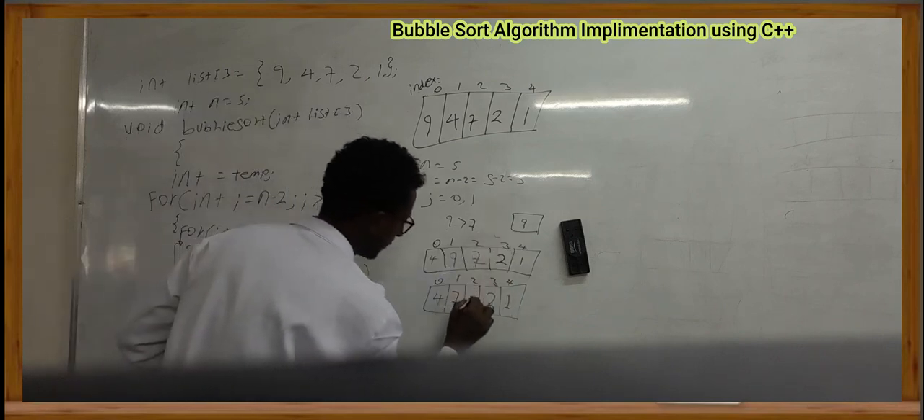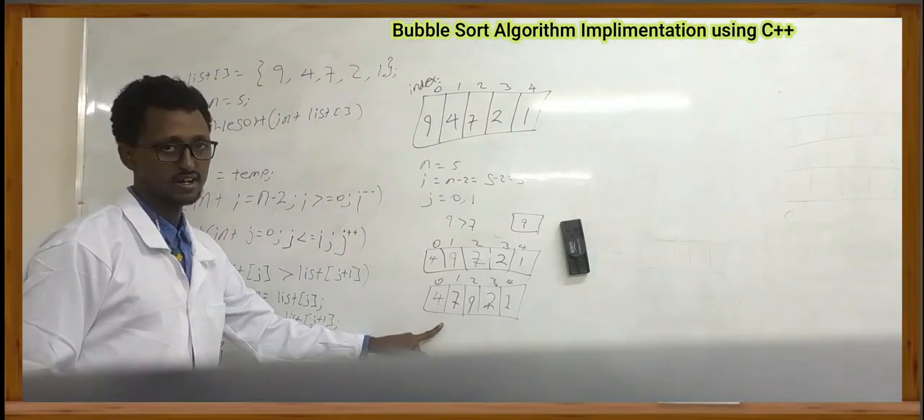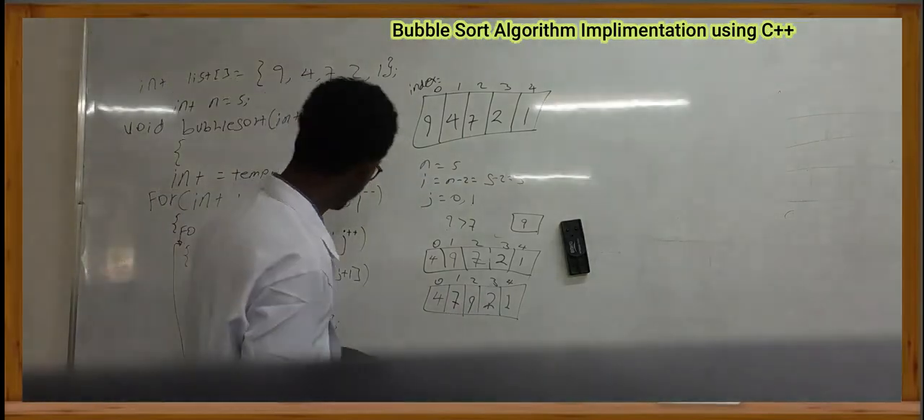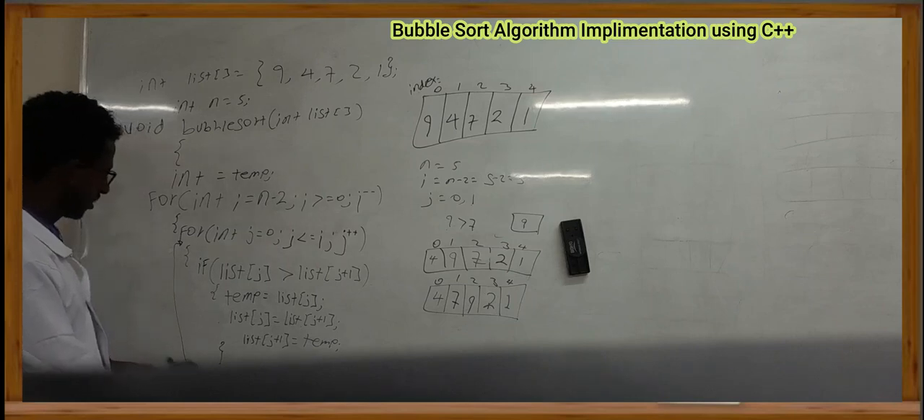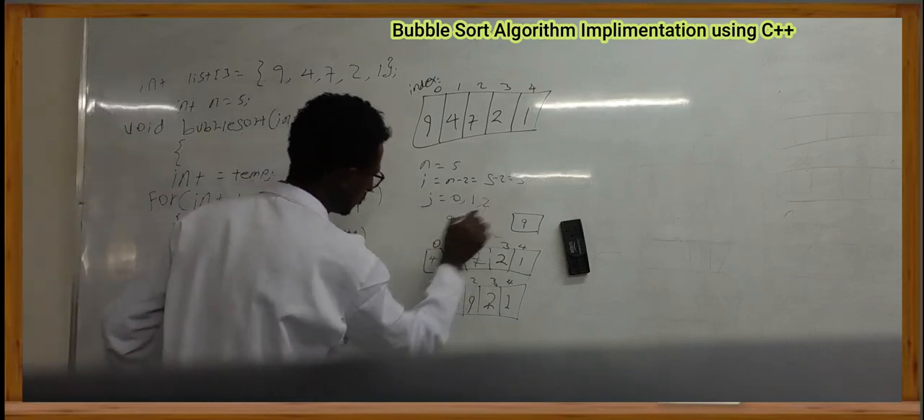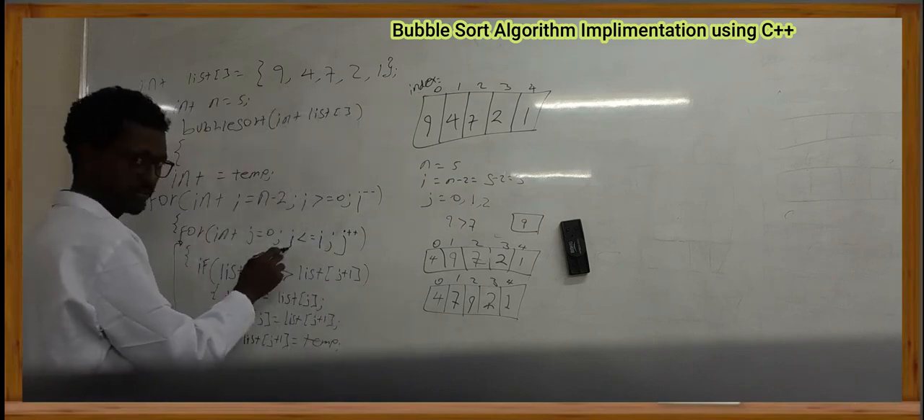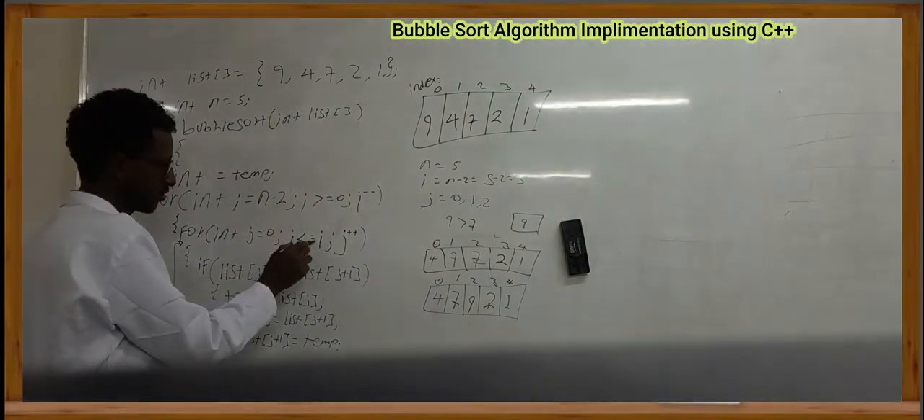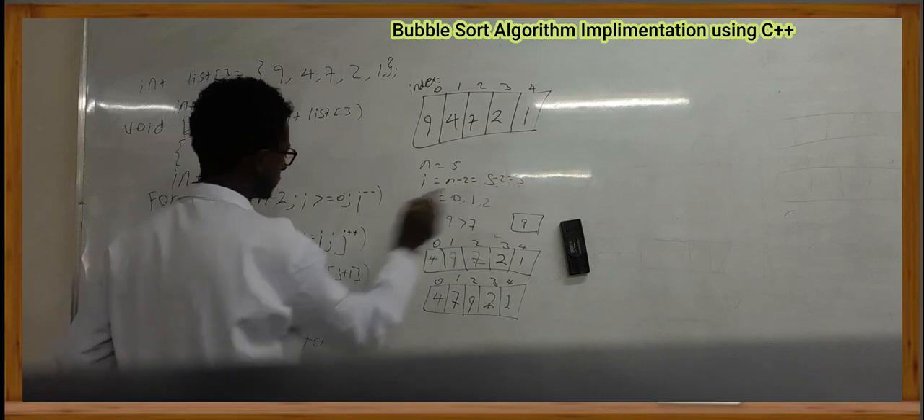Temp is 9. This is the second round of sorting. Then what do we have to do next? Also change the value of j plus. J became 2. J is 2. Compare the condition: 2 greater than or equal to 3, because i is 3, true.